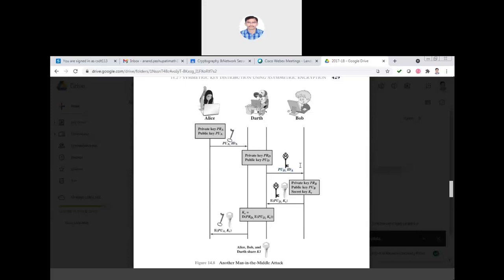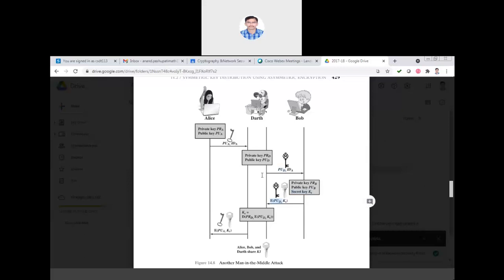Now Bob thinks A is requesting the session key, and that's why A is sending his public key. Then Bob will create a secret key, that is KS, and encrypt that secret key using the public key which he just got. Bob is thinking that this public key is from A, but actually it is from the intruder. So Bob simply encrypts the session key using the public key of Darth.